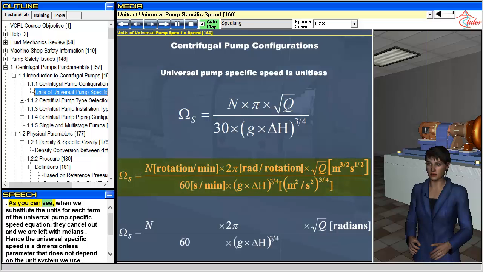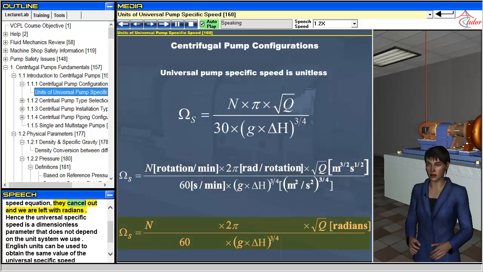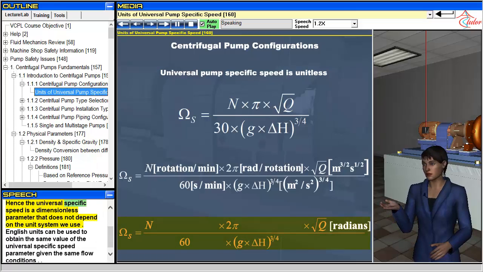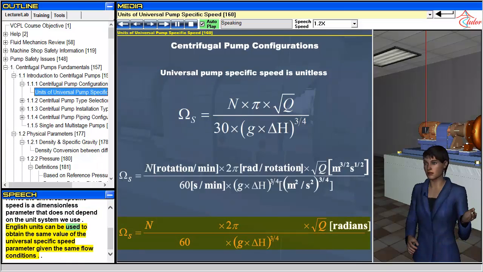As you can see, when we substitute the units for each term of the universal pump specific speed equation, they cancel out and we are left with radians. Hence the universal specific speed is a dimensionless parameter that does not depend on the unit system we use. English units can be used to obtain the same value of the universal specific speed parameter given the same flow conditions.